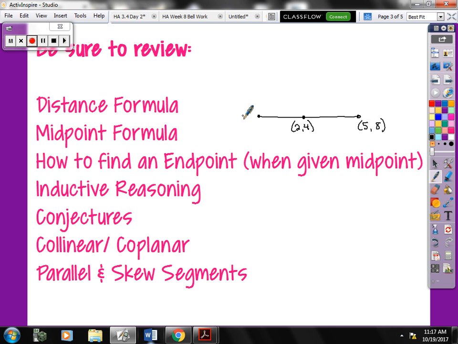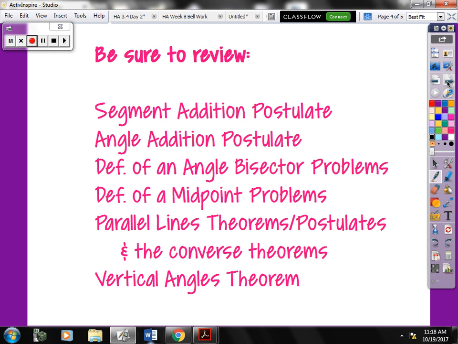Back in chapter 1, we also had inductive reasoning, which you'll recall was reasoning based on a pattern we observed. So observing something, then making a conjecture about that inductive reasoning process. And of course, we would prove a conjecture was false by using a counterexample. Also, chapter 1, we did collinear, coplanar, parallel and skew segments. So I'm going to brush up on those.